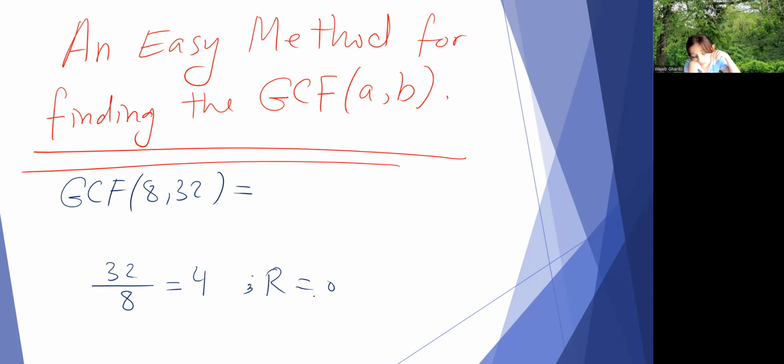So this is the same as the greatest common factor of 8 and 0. What is the greatest common factor of 8 and 0? 8. So we are done. Okay. Let me take another example.